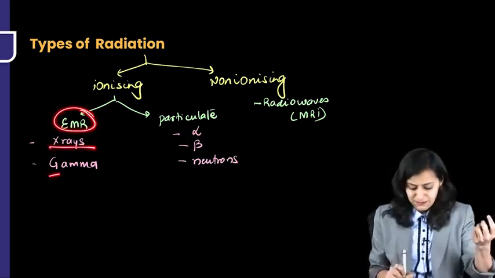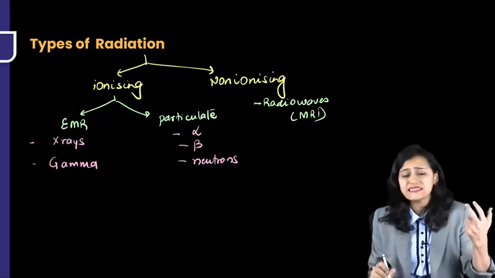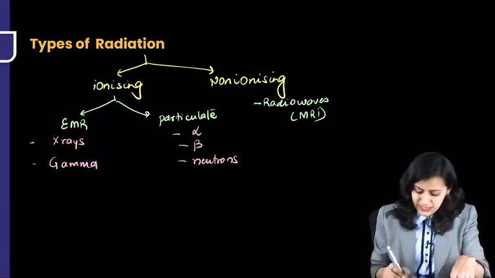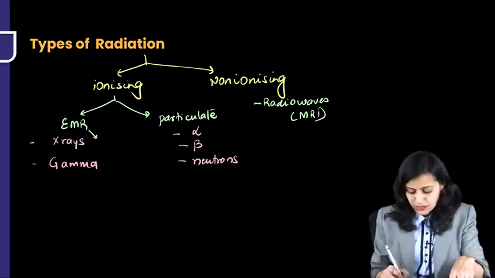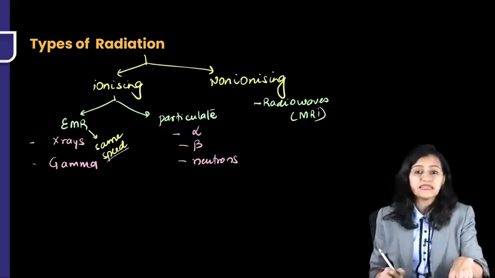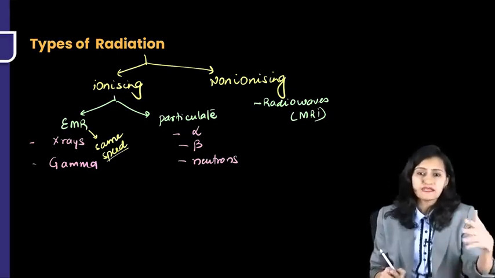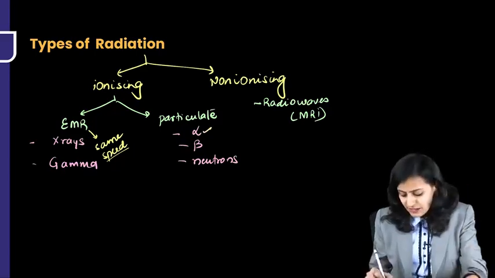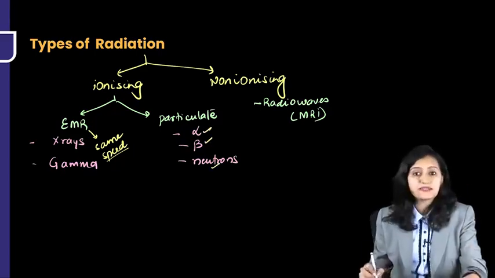Electromagnetic radiation examples are X-rays, gamma rays. These are electromagnetic, similar to light. And remember that a common feature to all the electromagnetic radiation is that they have the same speed at which they travel. The wavelength, frequency, energy is different, but the speed is the same. Particulate radiation includes the alpha particles, the beta particles, and the neutrons.